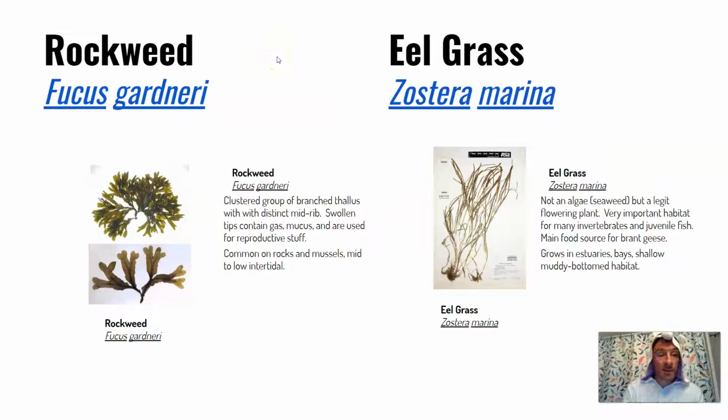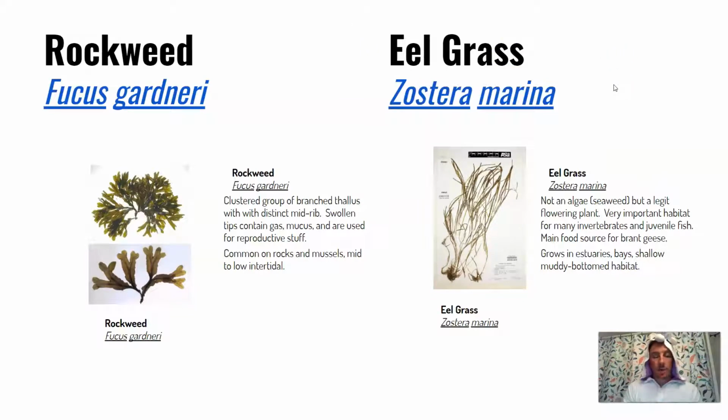The scientific name for this one, pretty easy one, Fucus gardneri. So the Fucus, not sure what that refers to, but the gardneri in the sense that it grows in these little gardens on top of these rocks. So that's kind of the way I think about it.